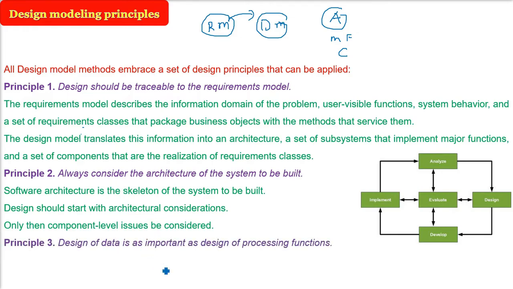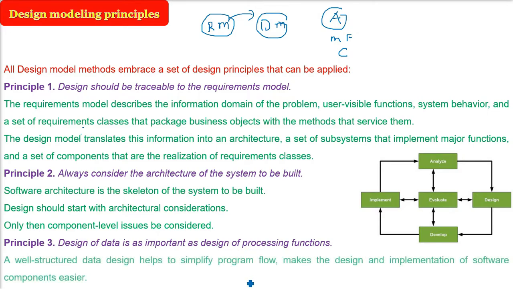Next thing comes is the design of data, which is as important as designing of processing functions. So we make a class, then we see functions, we see what are the variables. So we don't think about the data. But here, what I'm trying to suggest is data is very important. What is the flow of the data? This will make the design and implementation of the software component quite easier, because if you have a well structured data design, that will help in all the other parts, all the other phases.